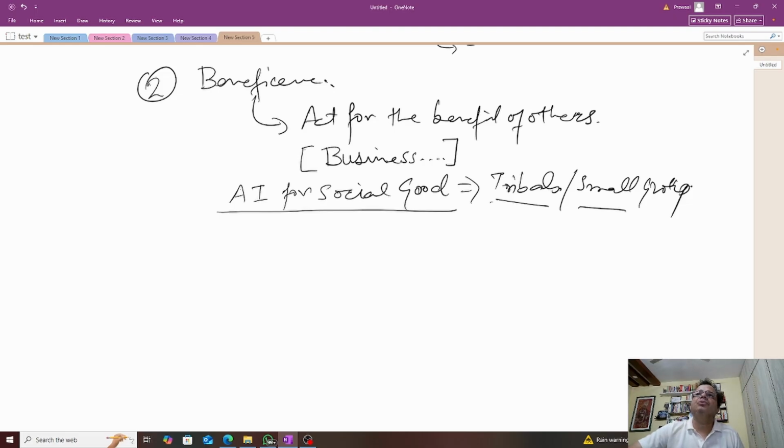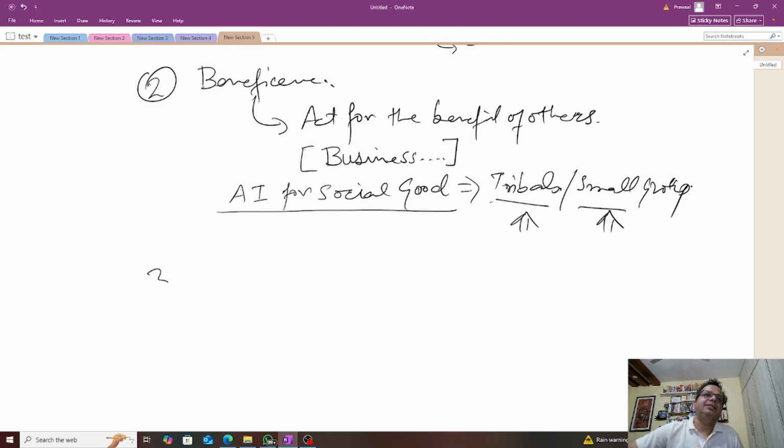But unless you enable these underprivileged people to come on the digital radar, you cannot really make a statement that we are making great progress, or this is digital India, or everybody's on the digital platform. So beneficence says that your actions should help for the benefit of others.